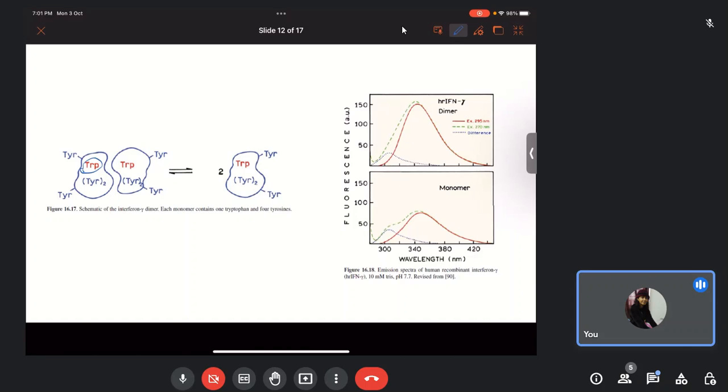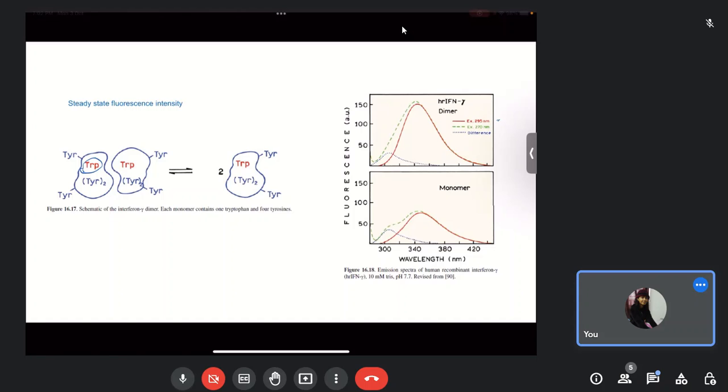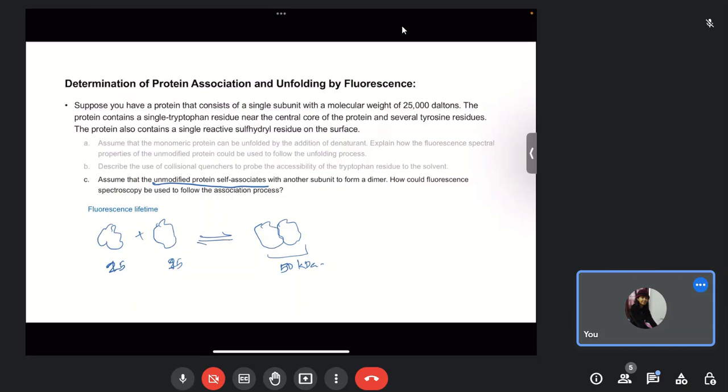This is the fluorescence emission spectrum of the dimer, and this is the one for the monomer. You can see that the emission spectrum of the dimer is much higher than the emission spectrum of the monomer, because of different lifetimes of the dimer and the monomer, which in turn affects the steady state fluorescence intensity. So we can follow the process by measuring the fluorescence lifetime.